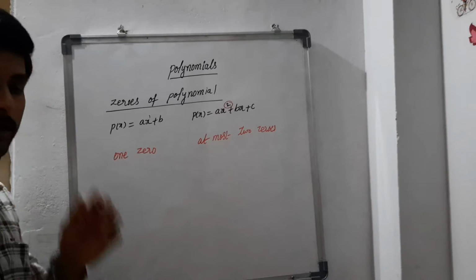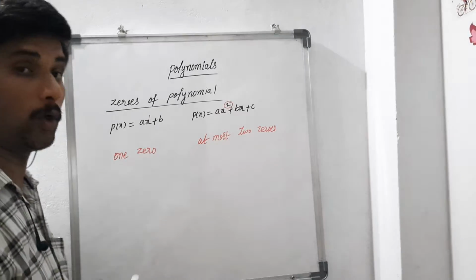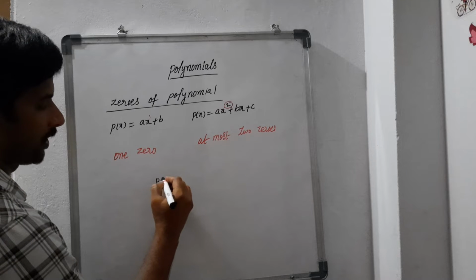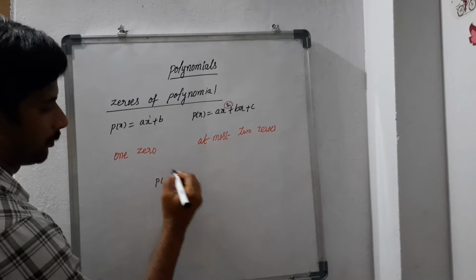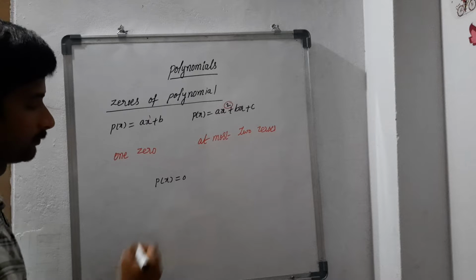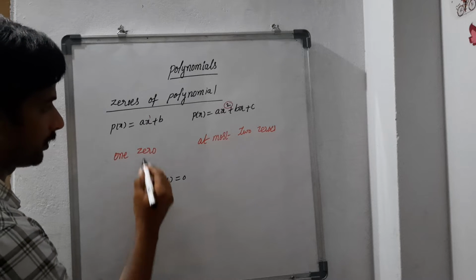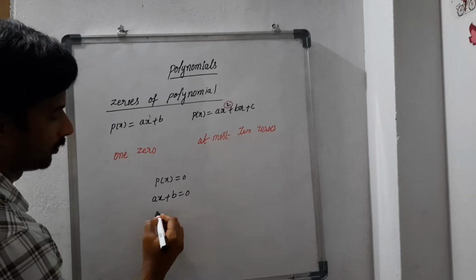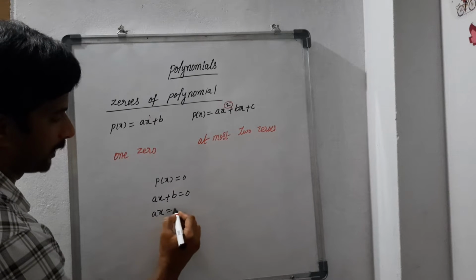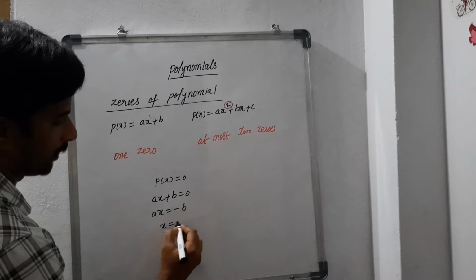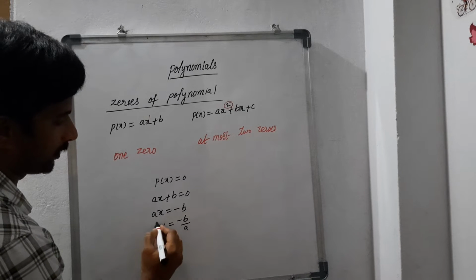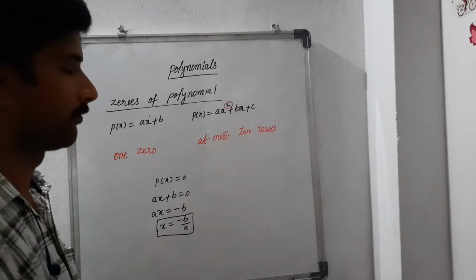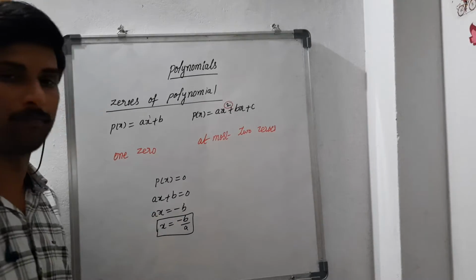Then how do we find the zeros of the cubic polynomial, the quadratic polynomial, or the linear polynomial? To find the zeros of the polynomial, we have to equate the given polynomial to 0. Now here p of x is equal to, I am taking ax plus b is equal to 0. From this ax is equal to minus b, then x is equal to minus b by a. So here the zero of the linear polynomial is minus b by a.